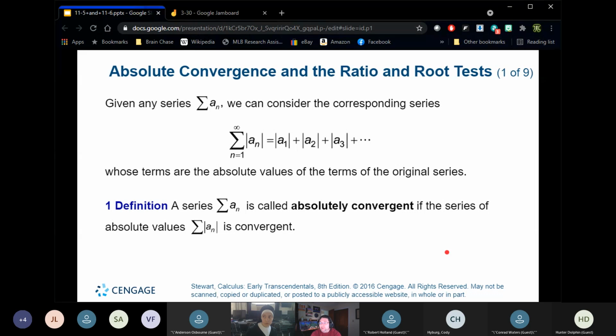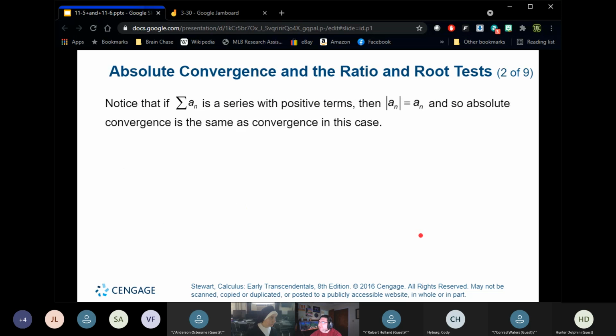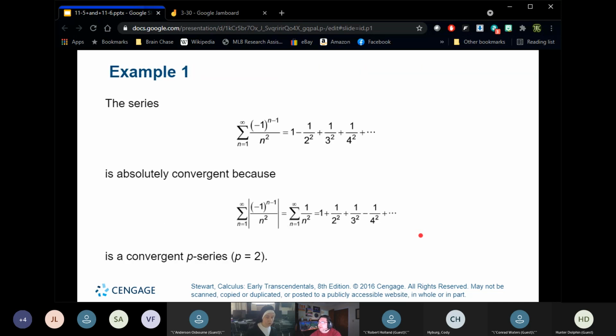Not all series are absolutely convergent, and we've seen one already. The harmonic series is not convergent, yet the alternating harmonic series is. So that's one of those that we can look at and go, it's not always convergent. So all we have to do to show that a series is absolutely convergent is take the absolute value of that function, and if it's convergent, then the whole series is going to be absolutely convergent.